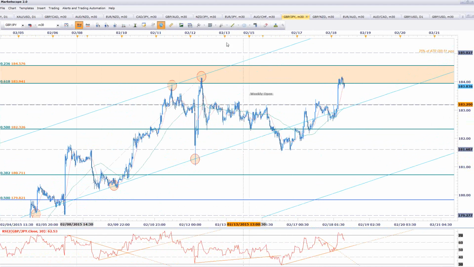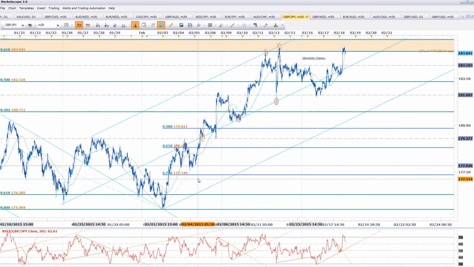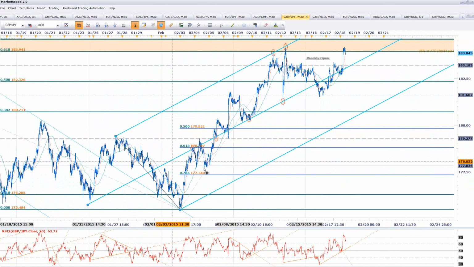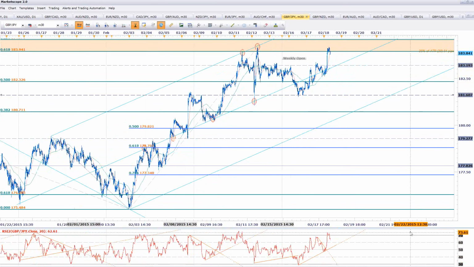You know, I just really like the overall performance of this formation here and the reactions that you've seen along the median line, along the upper median line. A little bit of a straddle here, but again, as long as you stay above that median line, which is now in line with the weekly high, okay, you stay constructive on pound yen.